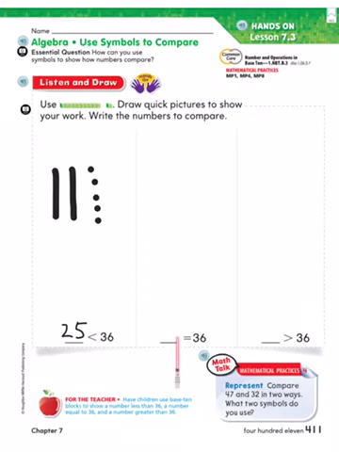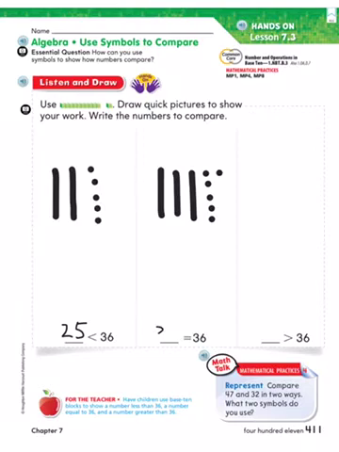Okay, let's look at the next one. Some number is equal to 36. I know this one. Okay, so what I have to do is show 10, 20, 30, 31, 32, 33, 34, 35, 36. And then right there on the line, I'm going to write 36. 36 equals 36.